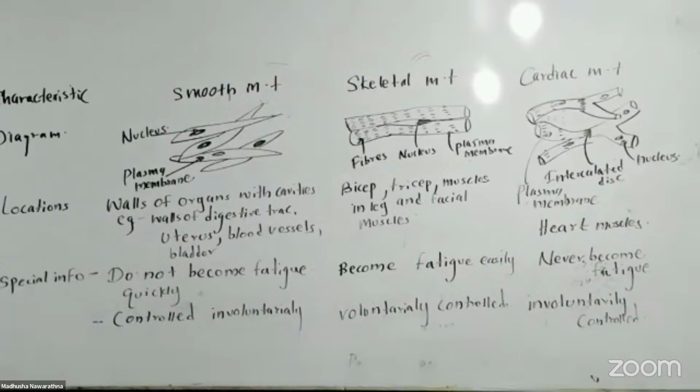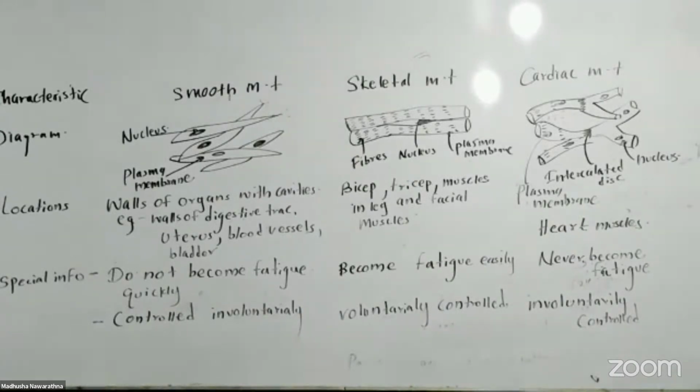So what about the locations? Smooth muscle tissues are located at the walls of organs with cavities. Examples: blood vessels, bladder, uterus, digestive tract. The skeletal muscle tissues are all over the muscles: facial muscles, muscles in the leg, triceps, biceps. And finally, the cardiac muscle tissues are in the heart. Then the special information about these muscles.